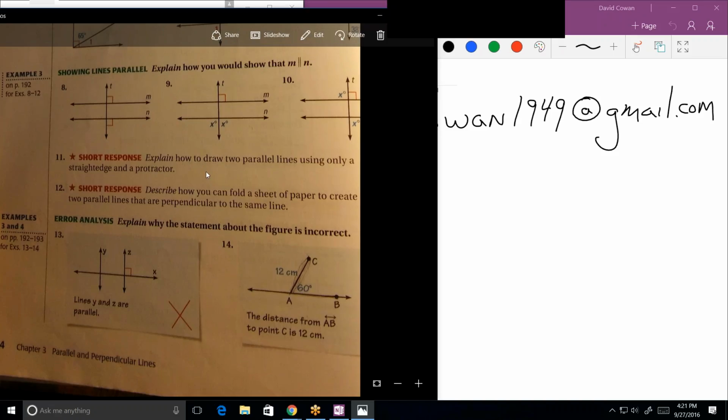Okay. So 8. Explain how you would show that M is parallel to N. Yeah, this is a little different. This is going to require you to explain.